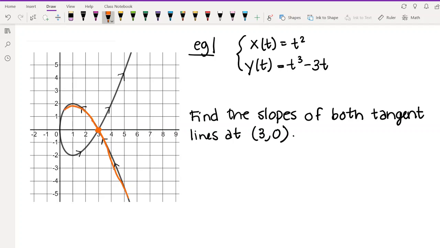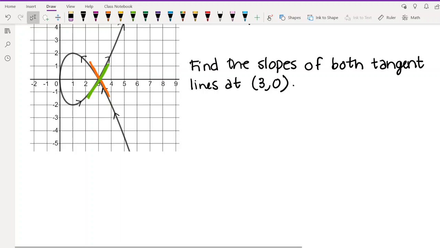But then if I keep tracing the graph, we actually come back and trace over this point again. And this time, it has a positive slope. And so there's actually going to be 2 different tangent lines that we can find at this point. So one of them is going to have a negative slope, and the other one is going to have a positive slope.